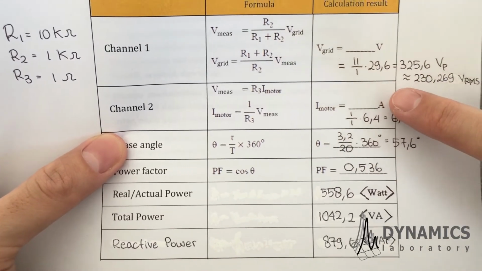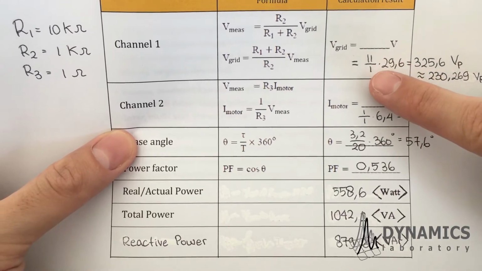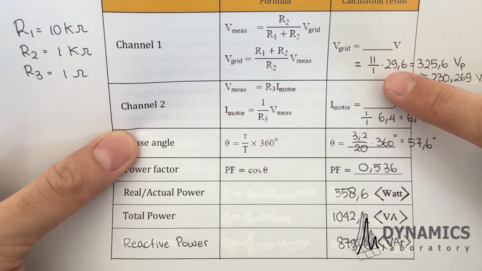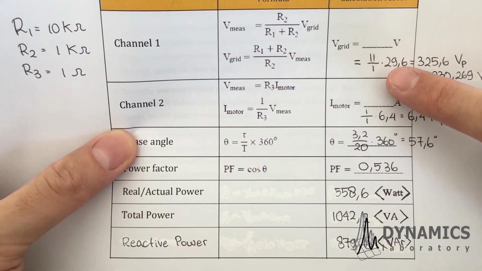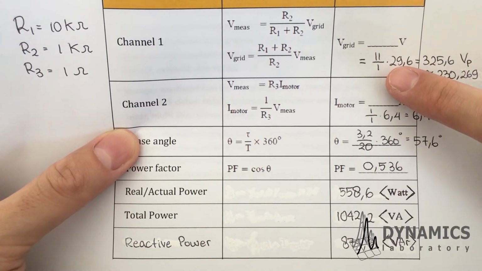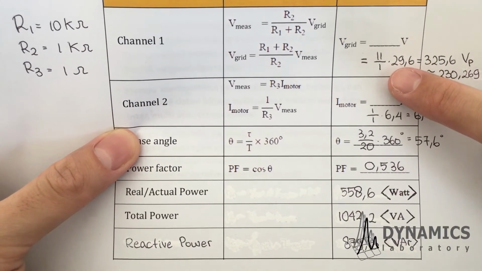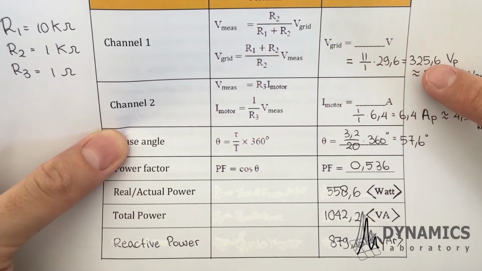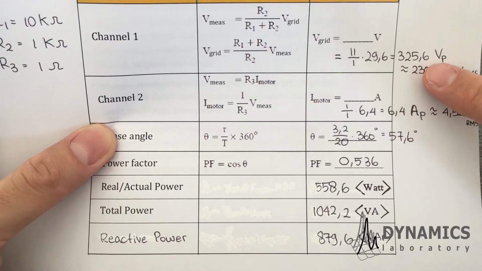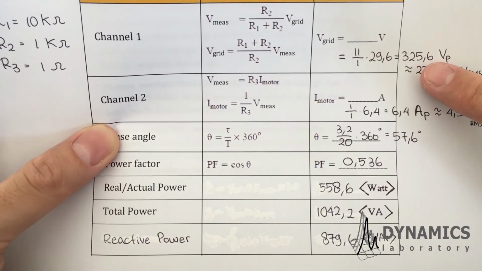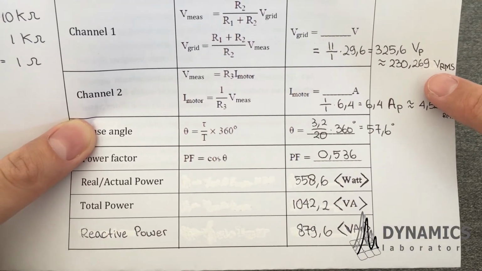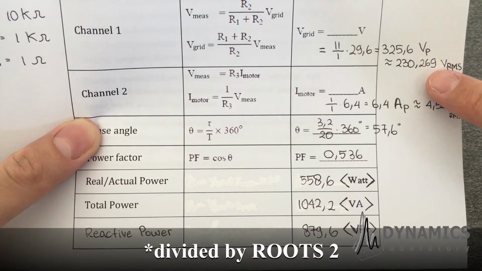This is my calculation, 11 divided by 1 and multiplied by 29.6. 29.6 is the peak shown in the oscilloscope channel 1. That's why the calculation that we get also shows the grid voltage at peak. Meanwhile, if you want to get the RMS value, you just divide it by square root of 2.